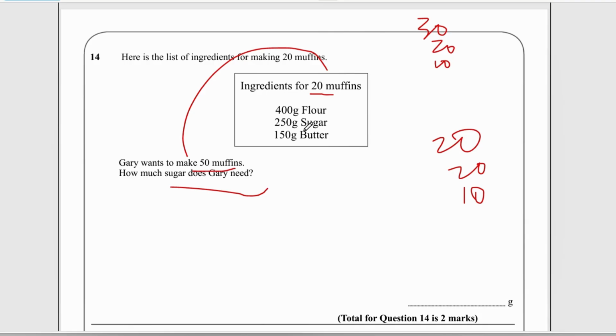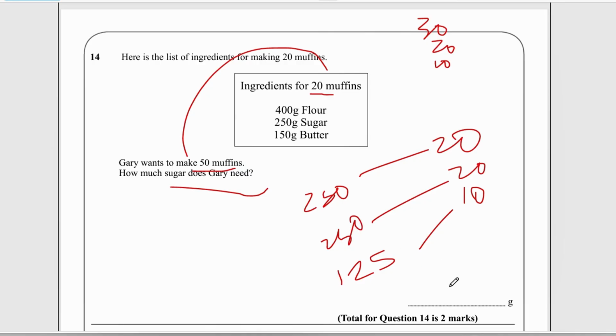So how much sugar for 20? That's 250. For another 20, that's 250. Then for 10, 10 is half of 20. So for 20 is 250, and for 10 you divide the one for 20 by 2. 250 divided by 2 is 125. So add them together: 250 plus 250 is 500, plus 125 is 625 grams.